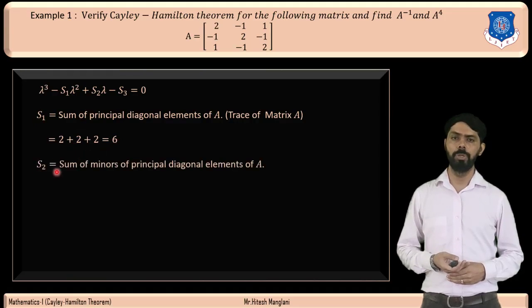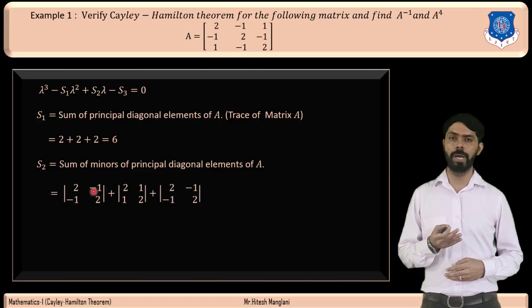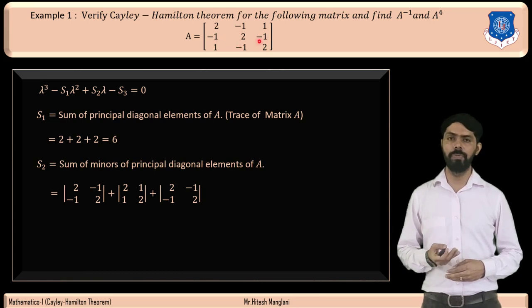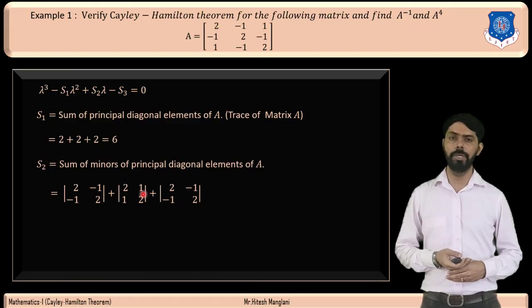Now we will find s2, which is equal to the sum of minors of principal diagonal elements of A. So first of all we will find the minor of 2. For that we hide the first row and first column. So the matrix will be [2, -1; -1, 2], and we take its determinant. Plus, now we find the minor of the 2 in second row and second column. We hide the second row and second column, so the matrix will be [2, 1; 1, 2], and we take its determinant.